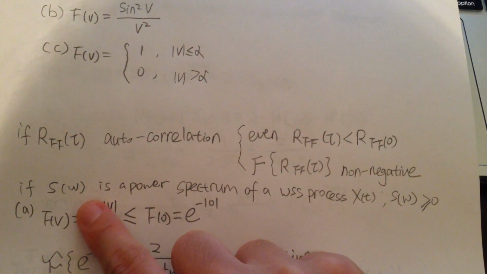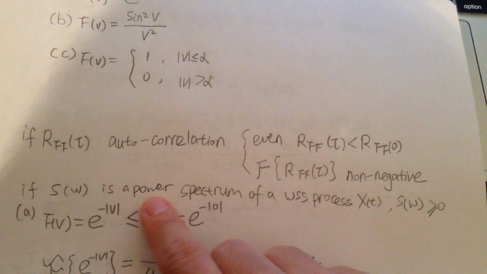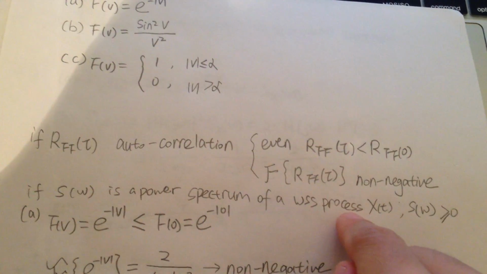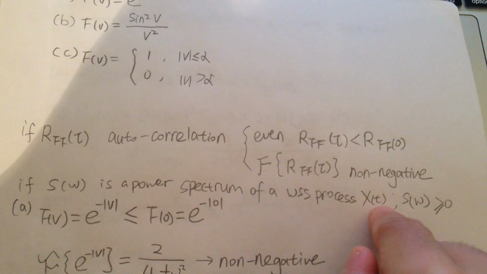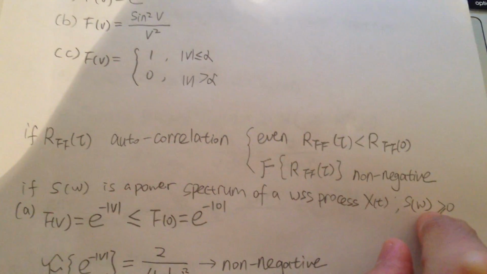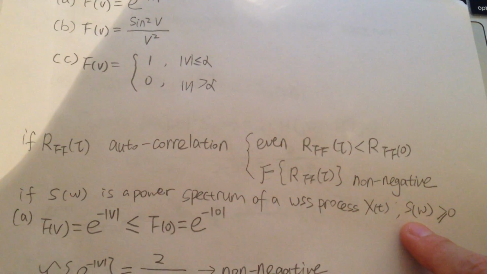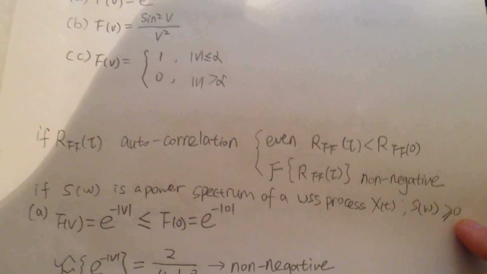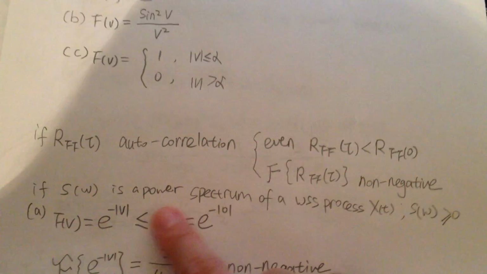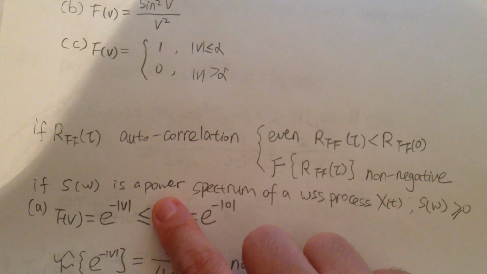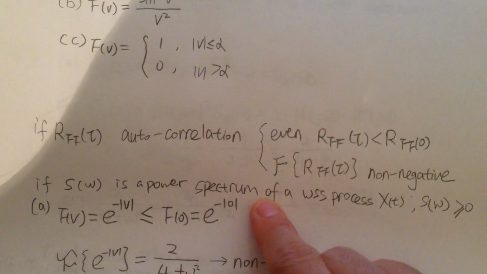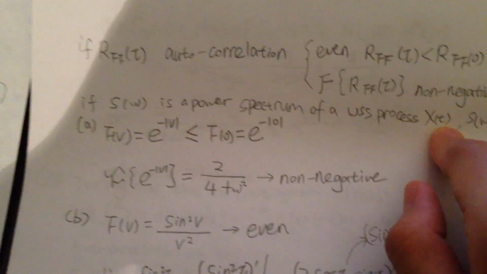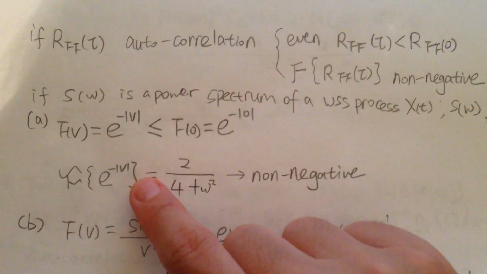So for S of omega, it could be a power spectrum of a WSS random process x of t only when S of omega is non-negative. If it can meet this requirement, it could be a power spectrum of x of t. So let's look at the first function first.